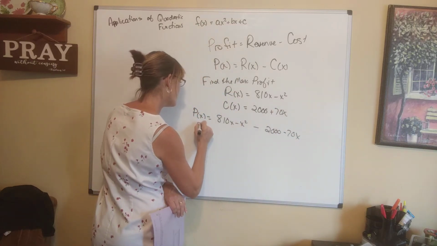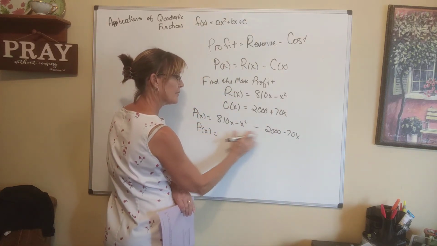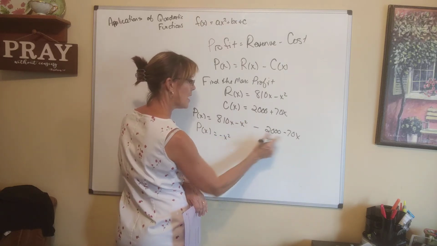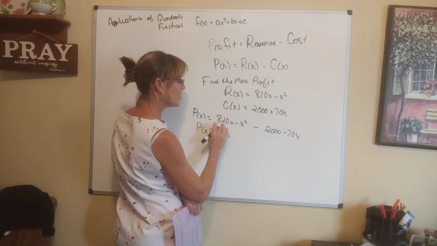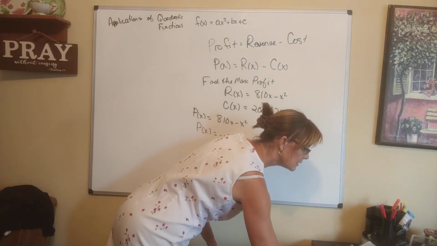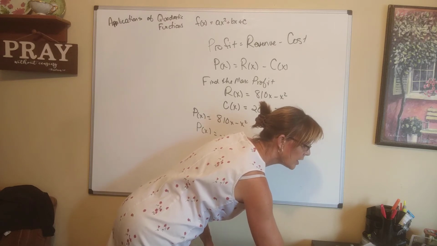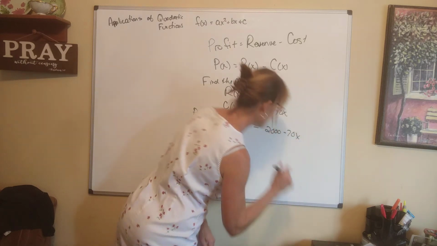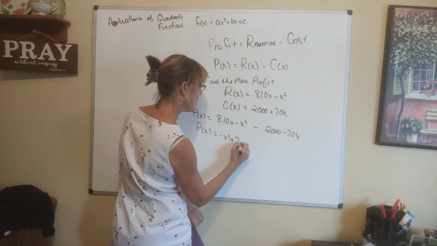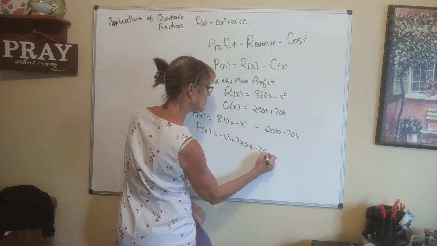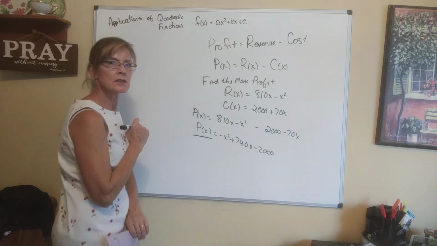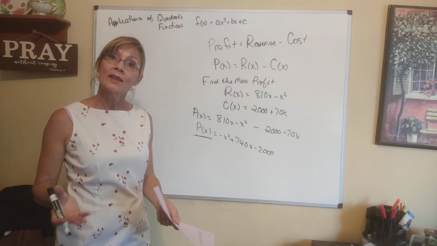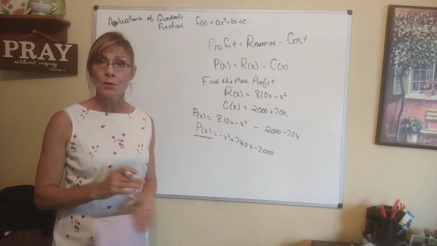So now for the profit, I have to combine like terms. I have -x squared, minus 70x plus 810x. 810 minus 70 is 740, so we'll say plus 740x minus 2,000. This is my profit equation. I want to know how many units, what should X be, I need to sell in order to maximize my profit, and what will my maximum profit be.